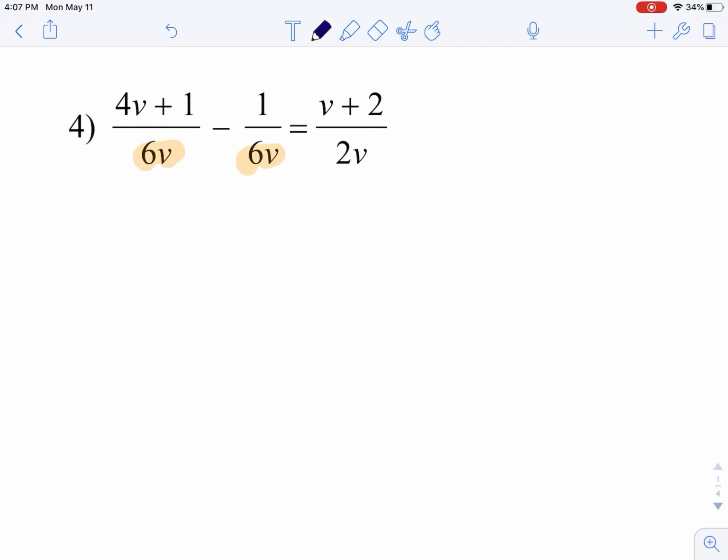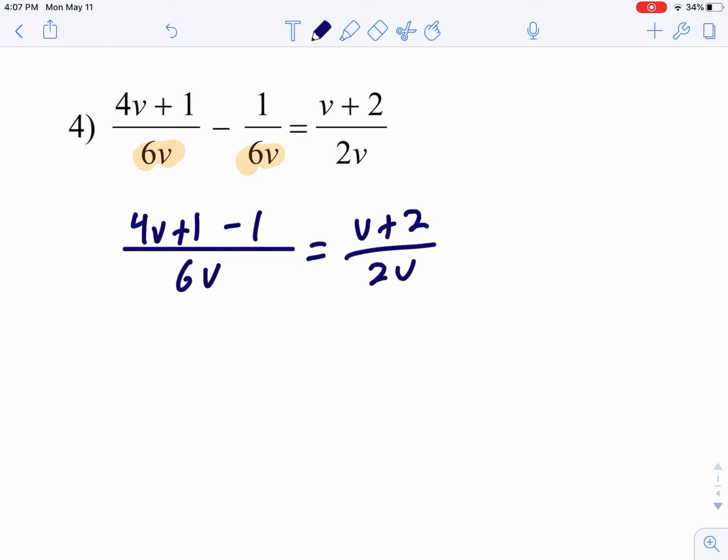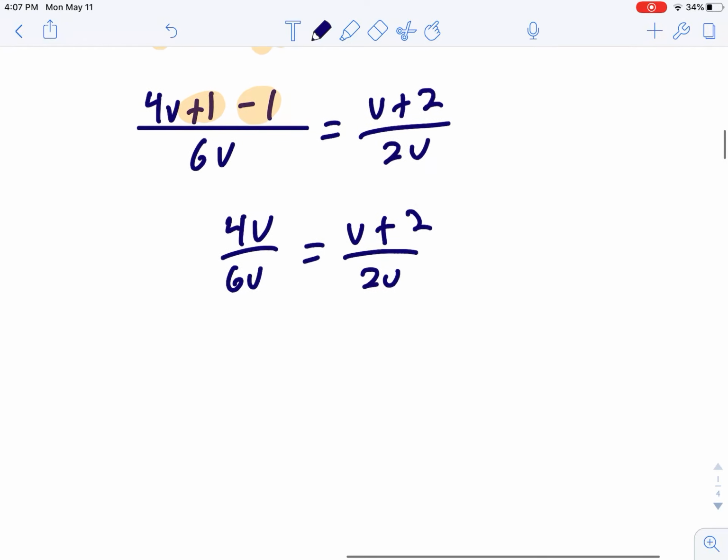These are common denominators. We put them together as one fraction over 6v. I have 4v plus 1 minus 1 equals v plus 2 over 2v. Okay, I can combine plus 1 minus 1 and get 4v over 6v equals v plus 2 over 2v. Now I have one fraction on each side. We're allowed to cross multiply.